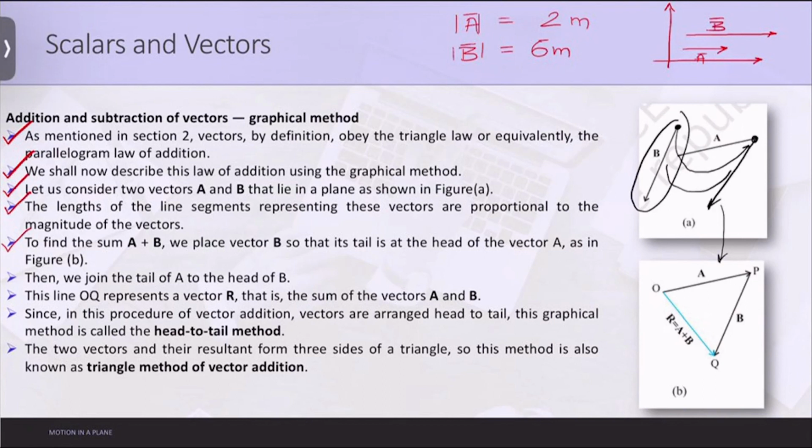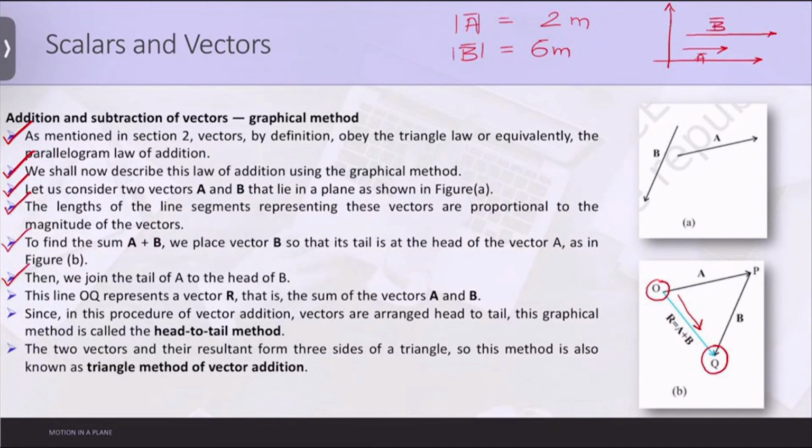So to find the sum A plus B, we place vector B so that the tail of B is kept at the head of A. That is the head of A, and this is the tail of B. So we just kept it at this location, as it is done in figure B. Then the next thing is we join the tail of A to the head of B. Okay, tail of A to head of B is being joined.